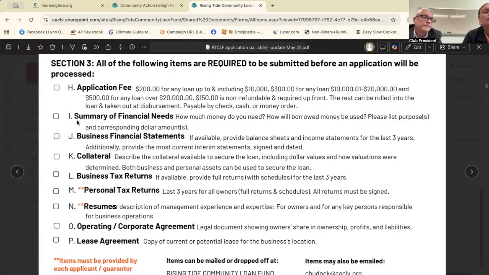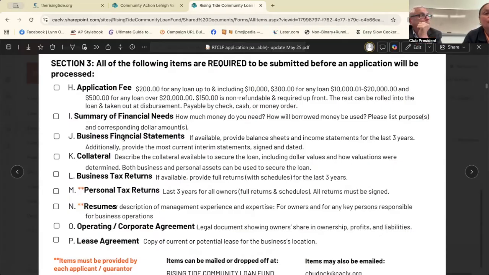The second item we will need is a summary of financial needs. If you are looking to borrow $20,000, we just need a list of how that money will be used. For example, let's say $10,000 for marketing, $5,000 for inventory, and another $5,000 for working capital. That's how you would list it, $20,000, and list. So basically you're saying where I'm going to spend the borrowed money. Correct.